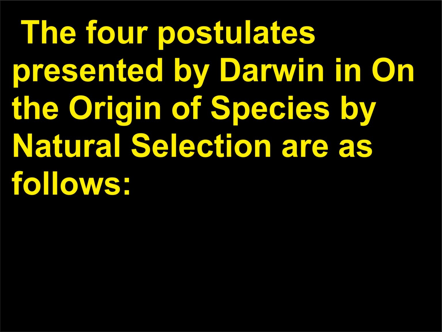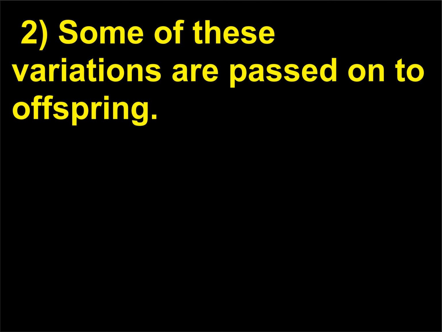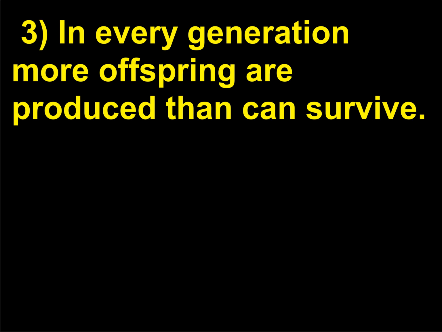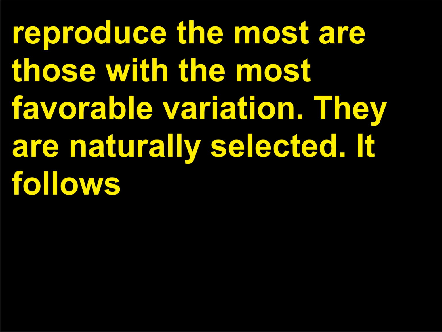The four postulates presented by Darwin in On the Origin of Species by Natural Selection are as follows. 1. Individuals within species are variable. 2. Some of these variations are passed on to offspring. 3. In every generation more offspring are produced than can survive. 4. The survival and reproduction of individuals are not random. The individuals who survive and go on to reproduce the most are those with the most favorable variation.